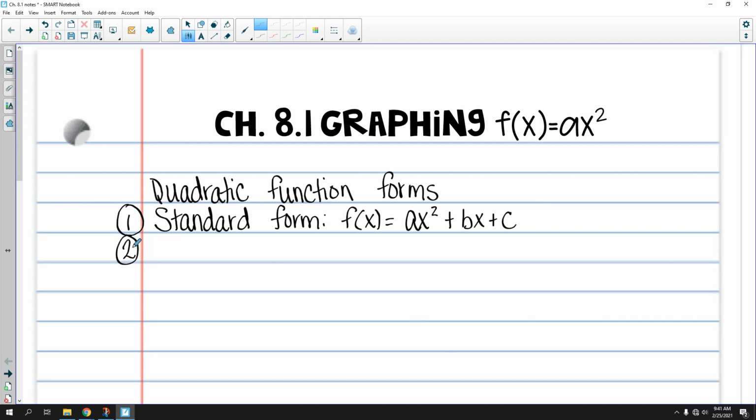The second type of function form is called vertex form. This is brand new to us, and we're going to talk about this just a little bit today. So when it's in vertex form, it will look like f of x equals a, open parentheses, x minus h, close parentheses, to the second power, plus k.